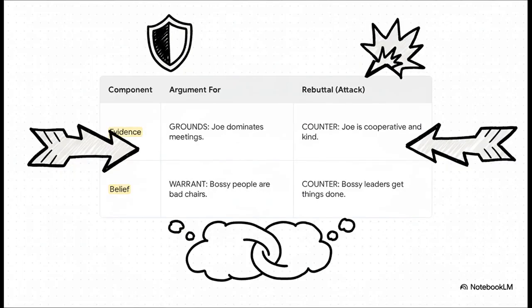You can see it clearly here, side by side. On the evidence front, you might have examples of Joe dominating, but the rebuttal is testimony that he's actually a great collaborator. And on the belief front, your whole argument rests on the warrant that bossy is bad, but the rebuttal completely flips that and says, no, sometimes bossy is good. Your argument has to be ready to fight on both of these fronts.